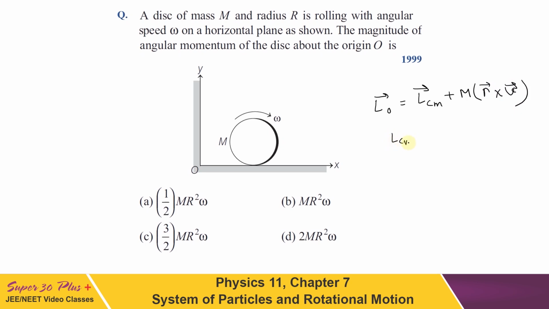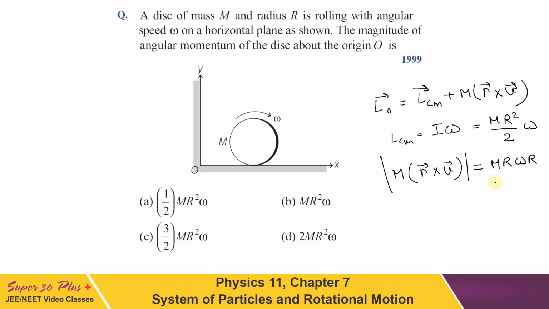This L about center of mass has to be I omega, because with respect to the center of mass, the body is in pure rotation. So, directly we can write the value to be equal to I omega. Now, this is a disk, so I will be mr square by 2. Then L center of mass we got as mr square by 2 multiplied with omega. The next term is m r cross v. Here I am only interested in its magnitude, so directly it can be written as mr and then v can be written as omega r. So, this value will be equal to mr square omega.